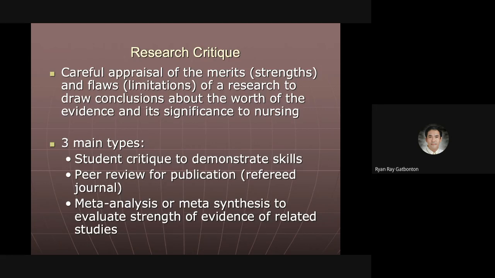When we say peer review critique, this is intended for publication. Now, if your research has undergone a peer review process, you're actually submitting your paper to a refereed journal. So, ibig sabihin ng refereed journal, these are journals that are moderated by reviewers so that quality output will be published. Okay? Critique can also come in the form of meta-analysis or meta-synthesis to evaluate the strength of related studies.